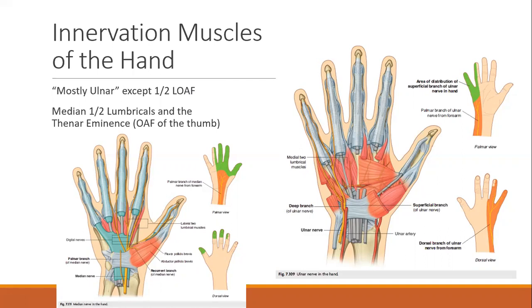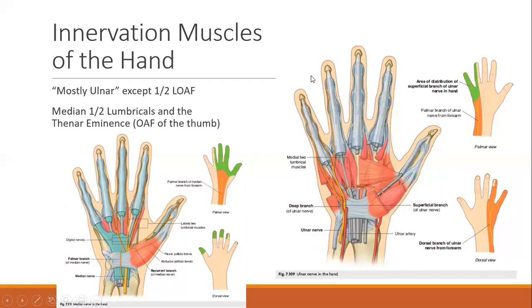So these are the muscles that are innervated by median nerve in the hand. Everything else in the hand, the muscles at least, are innervated by ulnar nerve. So if it's not the first or second lumbrical, or the opponens pollicis, abductor pollicis, or flexor pollicis brevis, then you know it's innervated by ulnar nerve, because these are the only muscles in the hand that are innervated by median nerve.